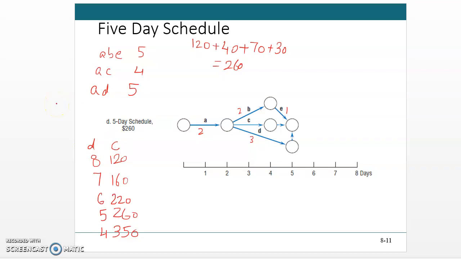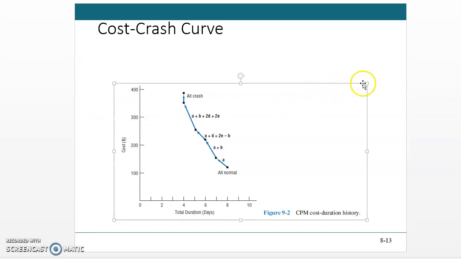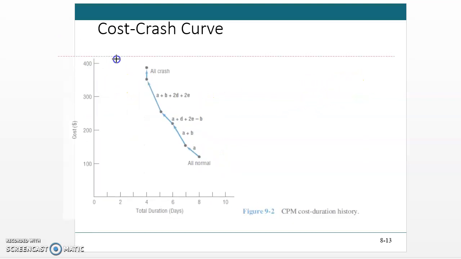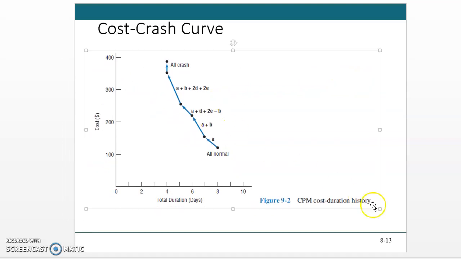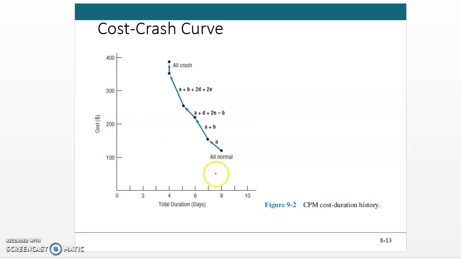Okay, so this is shown here in this chart. Let me make it a little bit bigger. As you reduce the duration of the project, there is a sharp increase in the cost. So 4 days is the crash duration, and this is the crash cost of the project.